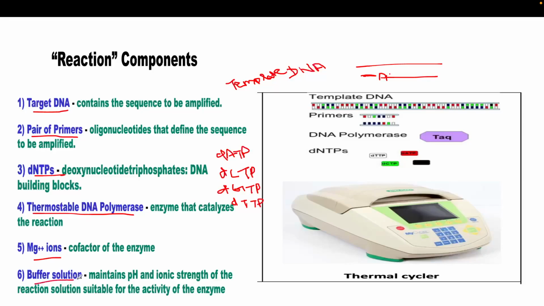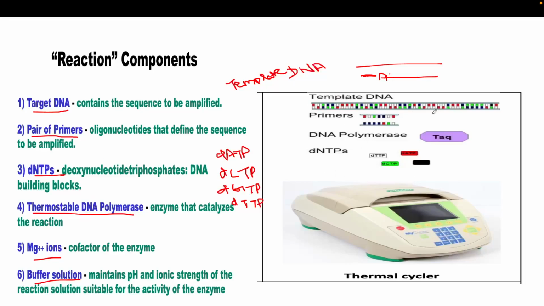Then we will use the buffer solution. So what is buffer solution? It will maintain the pH as well as the ionic strength of the reaction, which is suitable for the activity of the enzyme. Suppose this DNA polymerase has a certain optimal pH, optimal temperature and optimal ionic strength to work in a proper way. That kind of environment is provided by the buffer solution. So these six are the basic components for any kind of PCR reaction.